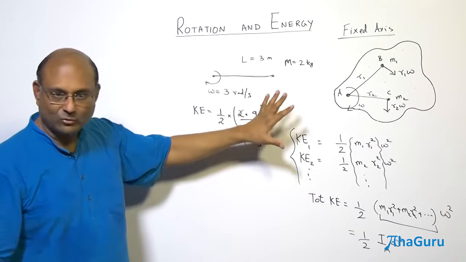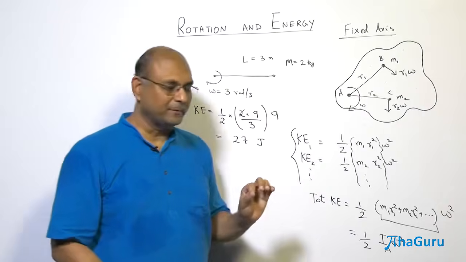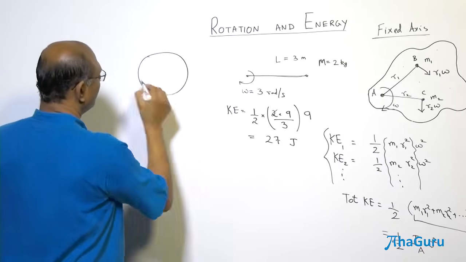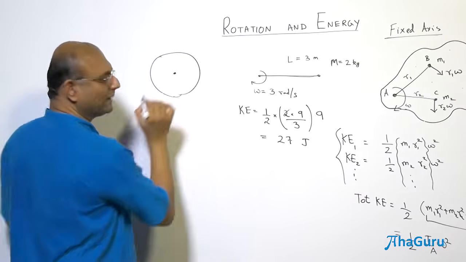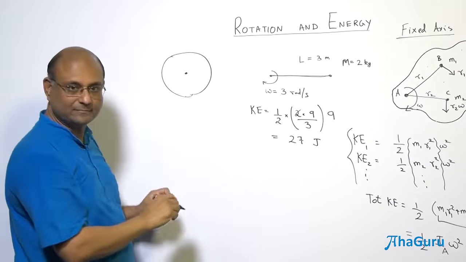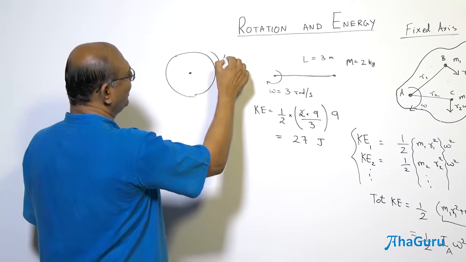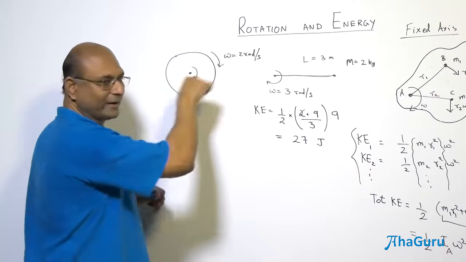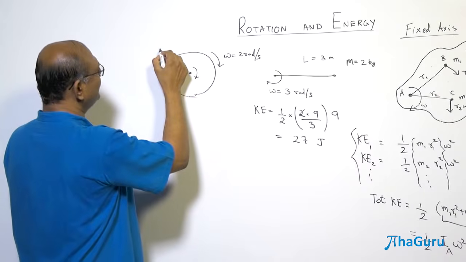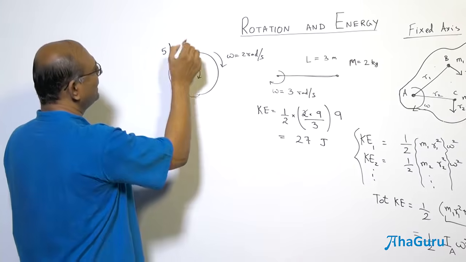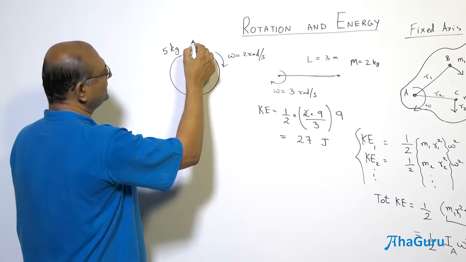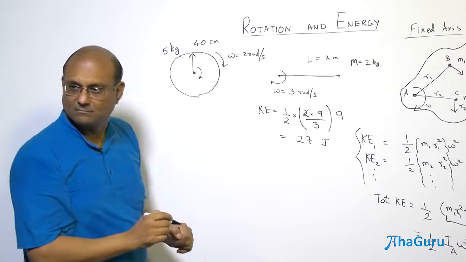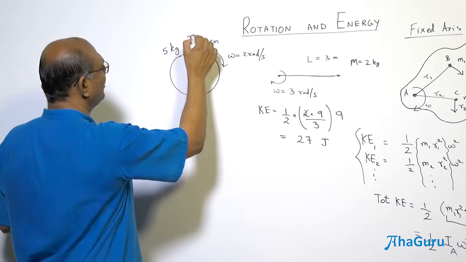So you can calculate energy, very straightforward and simple. Now suppose I have a disk, and this disk is rotating about its axis here, let us say with an omega of 2 radians per second. So the disc is going around like that. Let me say that the mass of the disc is 5 kg and the radius of this disc is, let us say, 40 centimeters.